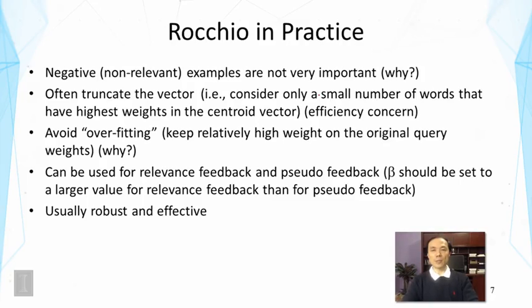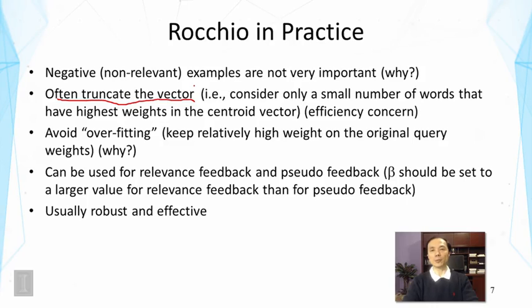So let's talk about how we use this method in practice. I just mentioned that we often truncate the vector. Consider only a small number of words that have the highest weights in the centroid vector. This is for efficiency concerns. I also said here that negative examples or non-relevant examples tend not to be very useful, especially compared with positive examples. Now you can think about why. One reason is because negative documents tend to distract the query in all directions. So when you take the average, it doesn't really tell you where exactly it should be moving to. Whereas positive documents tend to be clustered together, and they will point you to a consistent direction.